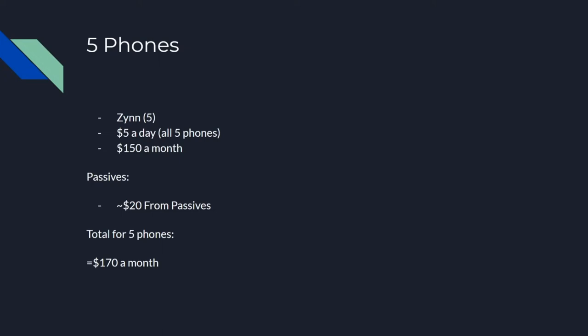Basically you guys can make $1 a day per device, which if you have 5 devices, that's $5 a day or $150 a month. Added on with Honeygain and all the other apps downloaded on every single device, you will make roughly another extra 20 bucks from them, which equates to $170 a month for all 5 phones.